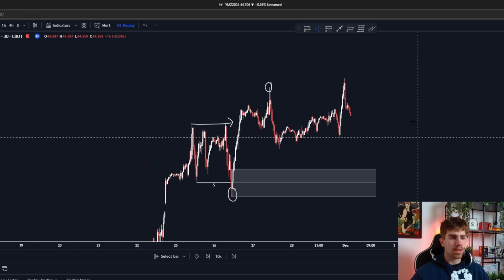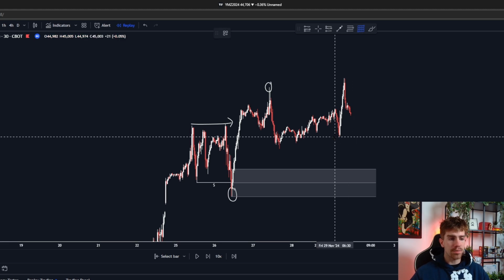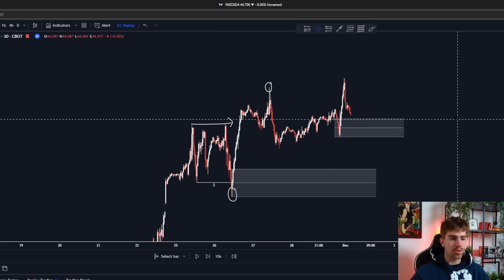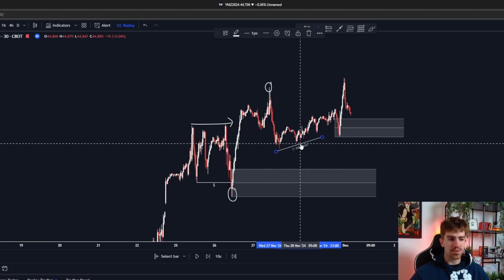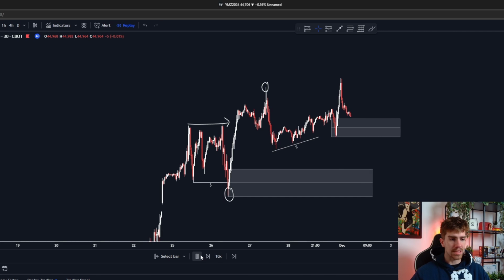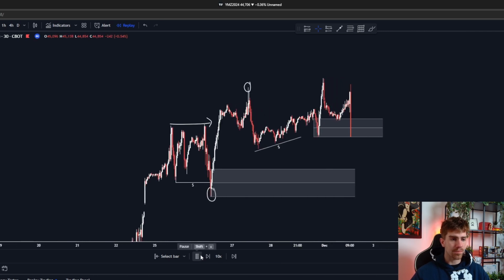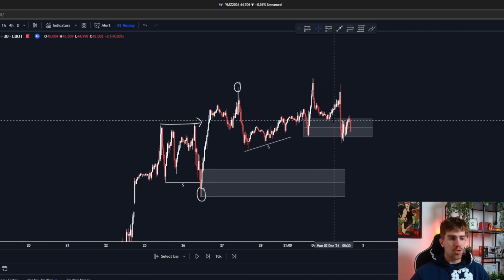Here we go. Like I said again, a lot of you are going to be trying to get into this demand right here, but it's still invalid because we have orders all built up to the left. This is all classified as liquidity. So now let's play this out, see what happens. Boom. You get your fake out.